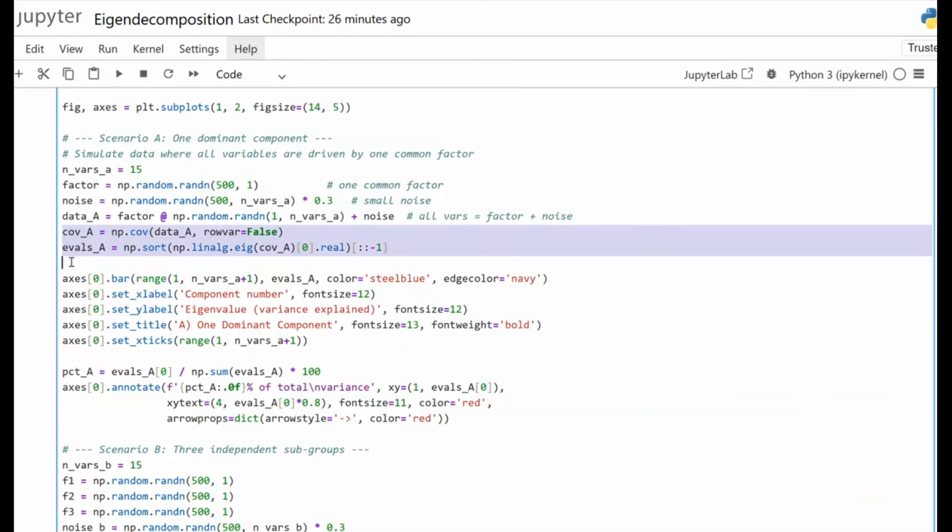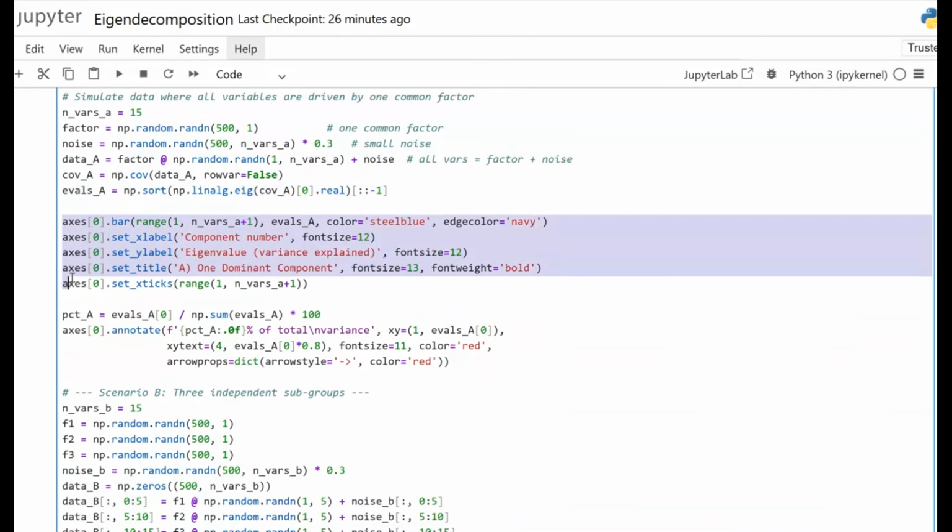And here it computes the covariance matrix. Here we have 15 variables, so a 15 by 15 covariance matrix, and it extracts the eigenvalues and sorts them in descending order. Each bar is the variance explained by the principal component. Kindly observe, here we measure how much variance is captured by the first principal component. It is expected to be within 70 to 95% explained by PC1.